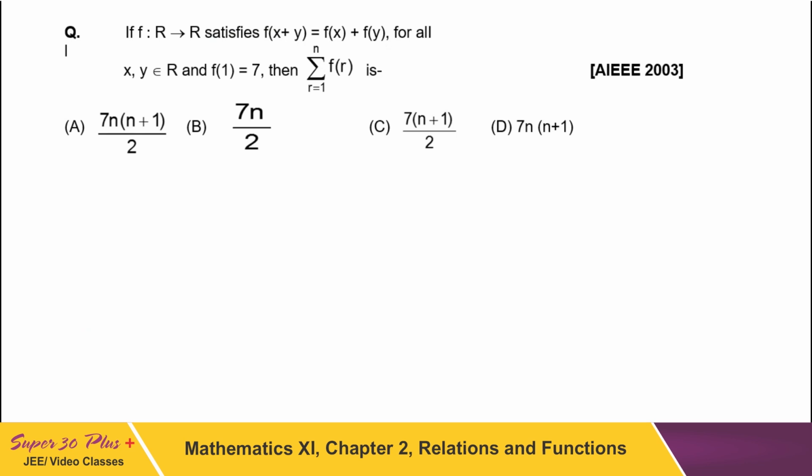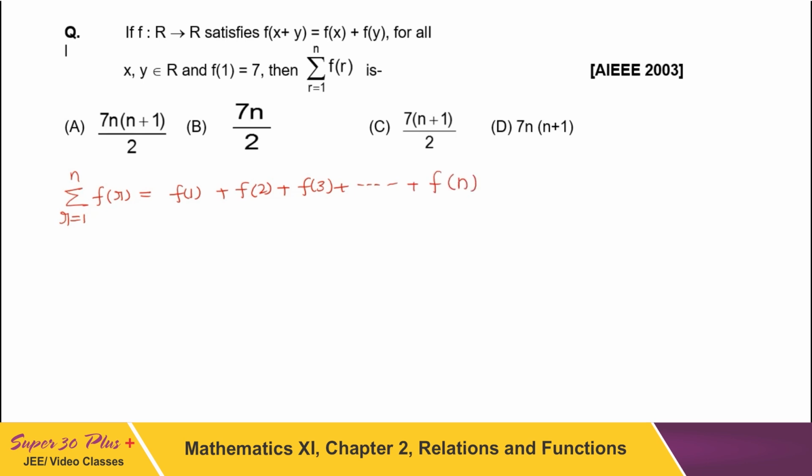Students, this question came in the JEE 2003 examination. If f from R to R satisfies f(x plus y) equal to f(x) plus f(y) for all x, y belonging to R, and f(1) is given, then find the summation r equals 1 to n of f(r). What is the meaning of this summation? It is f(1) plus f(2) plus f(3) and so on up to f(n). For this, we have to find the value of f(x).